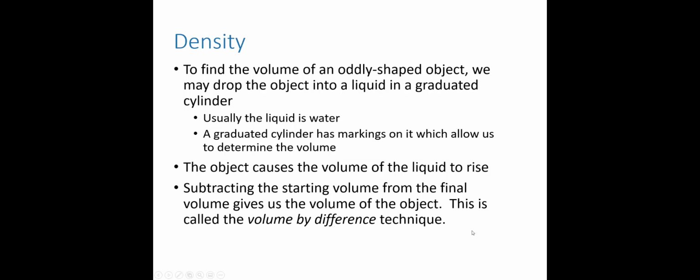So let's apply that in a problem. Okay, so what we have here is a practical application of measuring volume by difference. So let's read this problem. To measure the density of zinc, a chemist drops a cylinder of zinc weighing 98.4 grams into a graduated cylinder that has 15 milliliters of water. The volume in the cylinder reads 28.8 milliliters after the zinc settles to the bottom. What is the density of zinc?